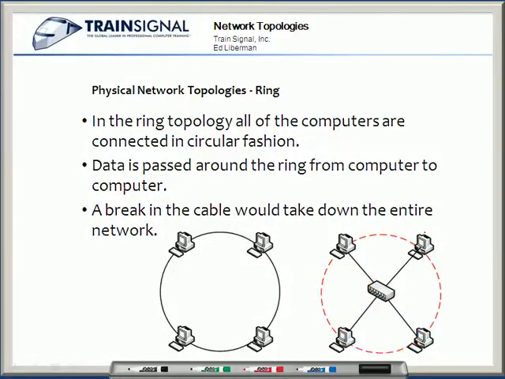So that's the ring topology, which is kind of interesting because we talked about physical topologies and logical topologies, and in this case the ring can be a physical ring. I mean, it is possible to actually wire the computers in a physical ring, but more often than not it is done in the form of a logical ring using the physical star topology.